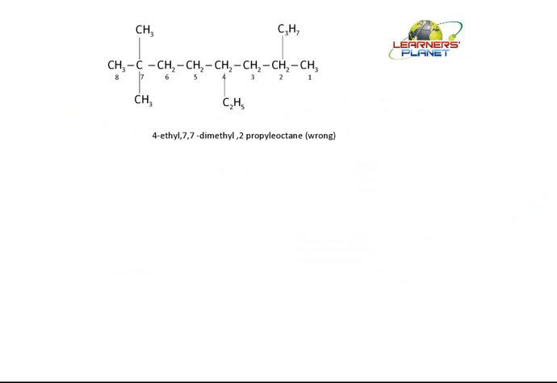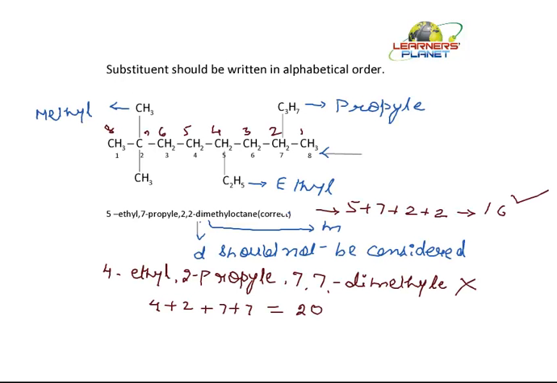This is the same example, but in this case again see what mistake has been done here. Is it in an alphabetical order? Yes, this is in an alphabetical order. So it should be 4-ethyl, 7,7-dimethyl, 2-propyl, octane. But what has happened here? Again the sum is more. So this is wrong. In this case, this is also not written in an alphabetical order.